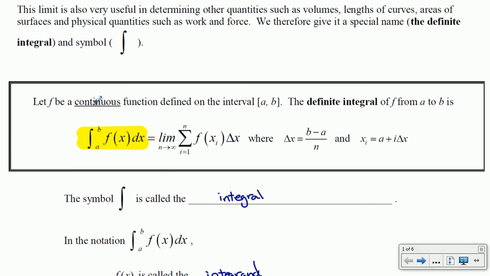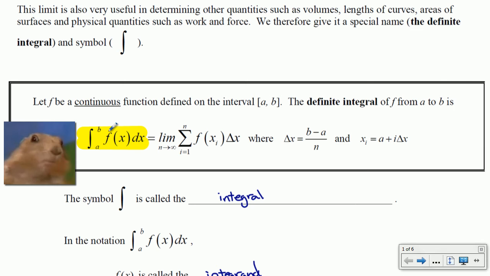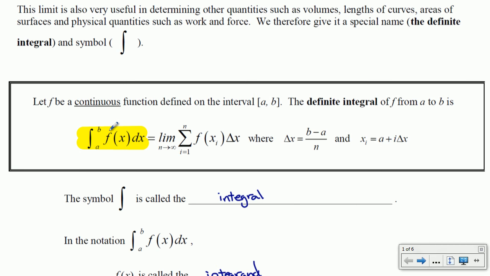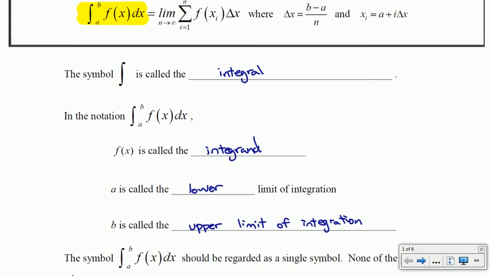So if we let f be a continuous function defined on the interval from a to b, the definite integral of f from a to b is this. So this highlighted notation is a lot more compact and a lot less writing. We're hopefully not going to dwell on this too much longer.